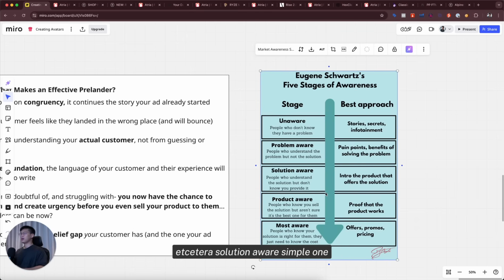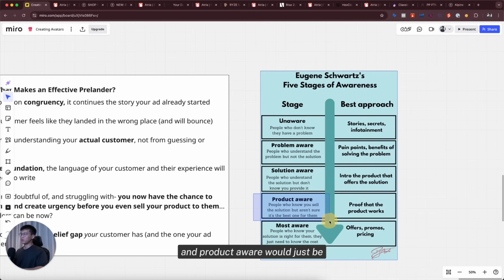Solution aware, simple one. Back pain, solution for you. The landing page you send it to is going to be educating you on, maybe, why this product solves your back pain. Even deeper, why is it better than other products that you've tried?